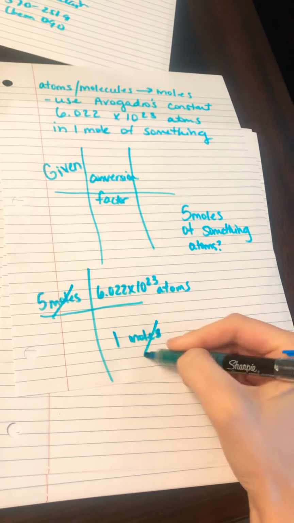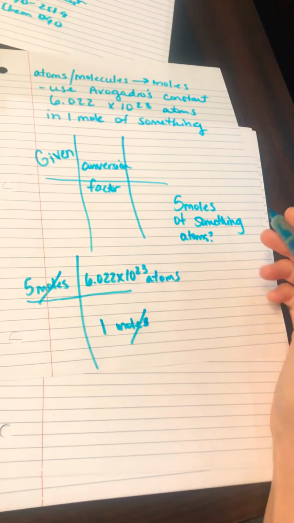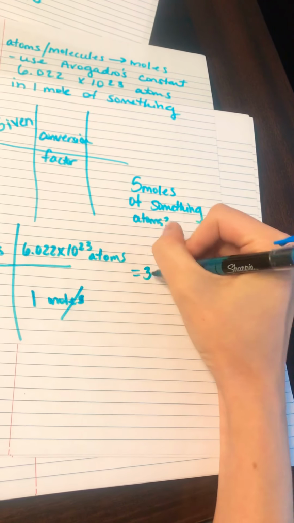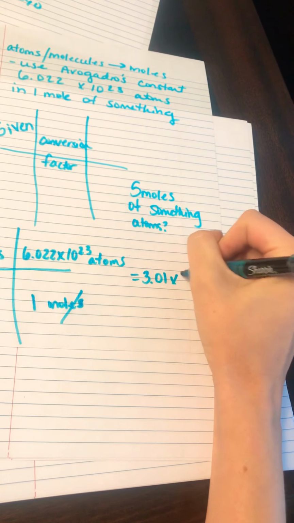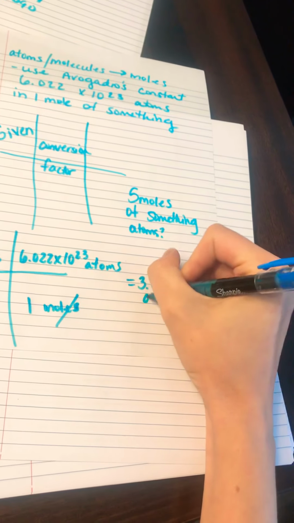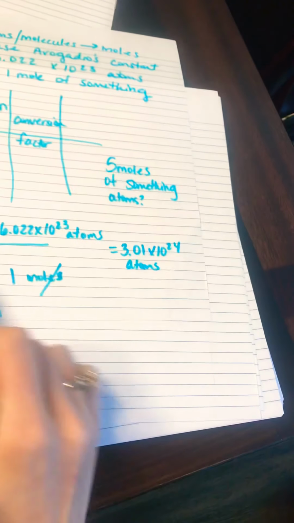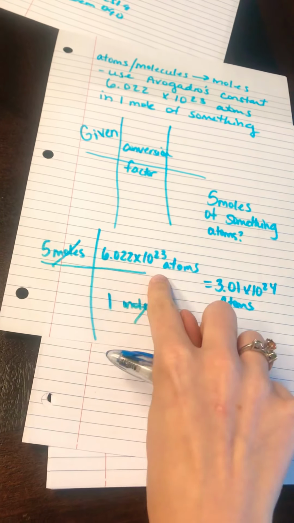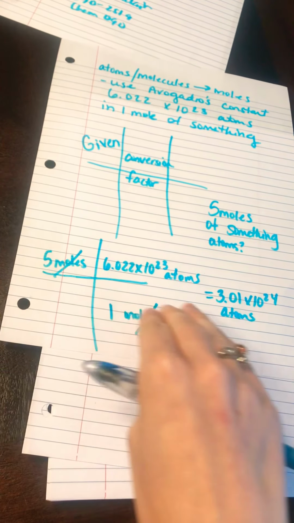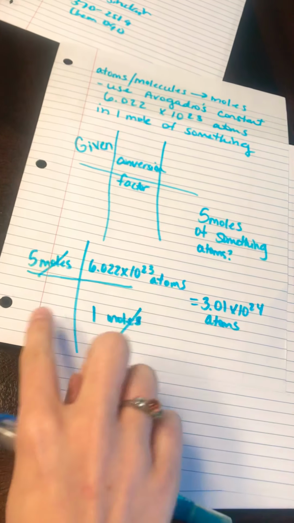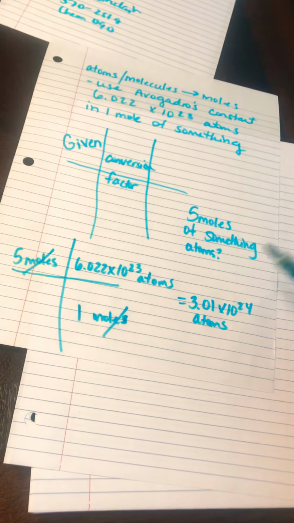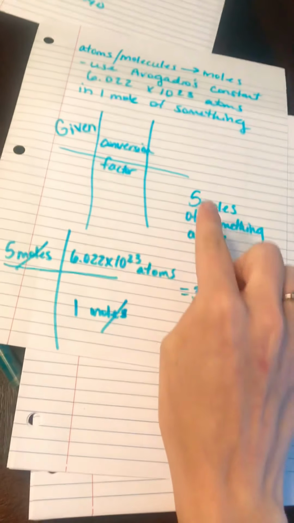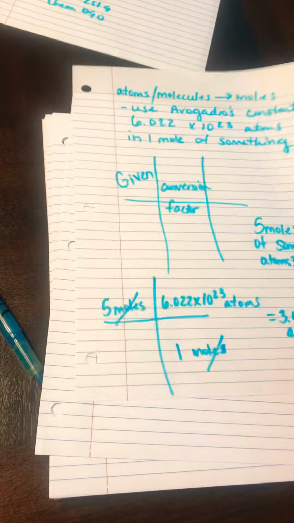Alright, now moles cancels out, so now I just multiply across the top, and that's going to give me about 3.01 times 10 to the 24th atoms. And if there was something down here on the bottom, then I would take this number and divide. This is my division bar. I would divide by whatever I multiply across down here. But since it's just 1, there's nothing to do, so we're finished. So 3.01 times 10 to the 24th atoms in 5 moles. So that's how you do that.